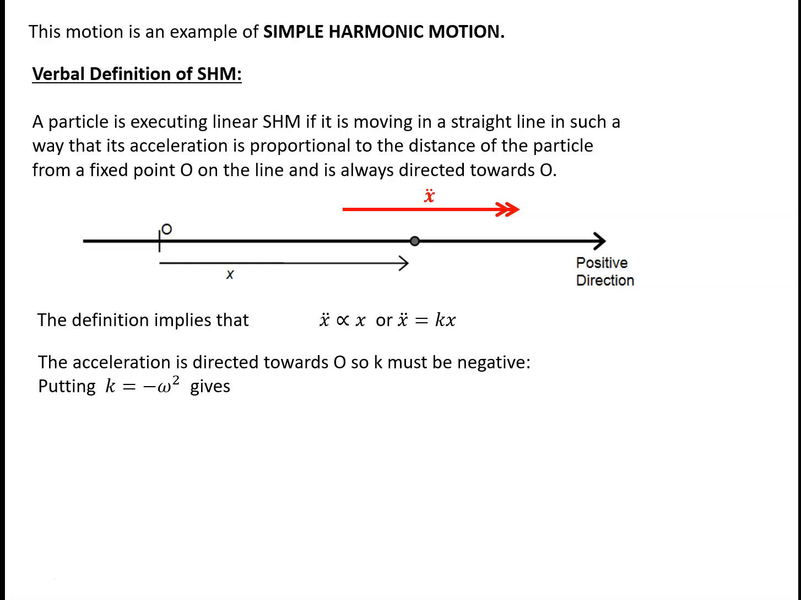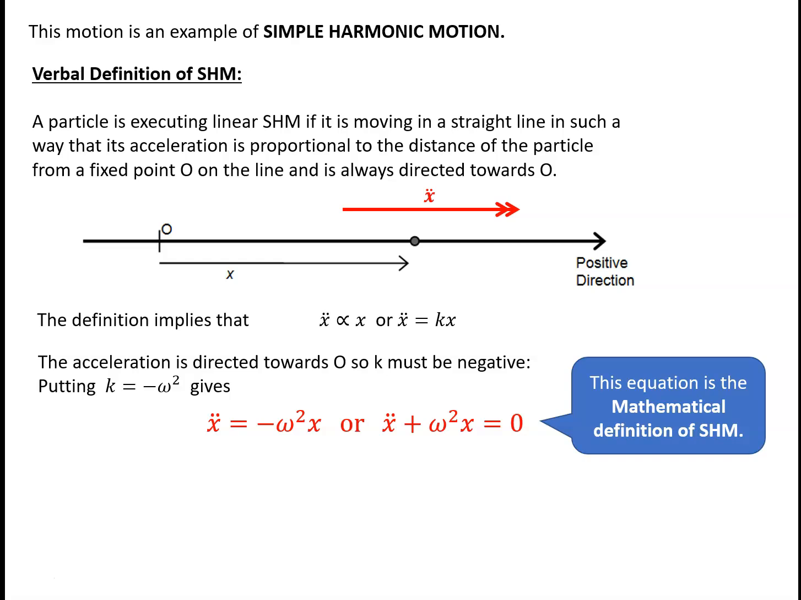So we can write the SHM equation as x double dot equals minus omega squared x, or equivalently x double dot plus omega squared x equals 0. The formal definition of simple harmonic motion, if we want to express it mathematically, is that it is a system moving in such a way that it satisfies the equation x double dot equals minus omega squared x.